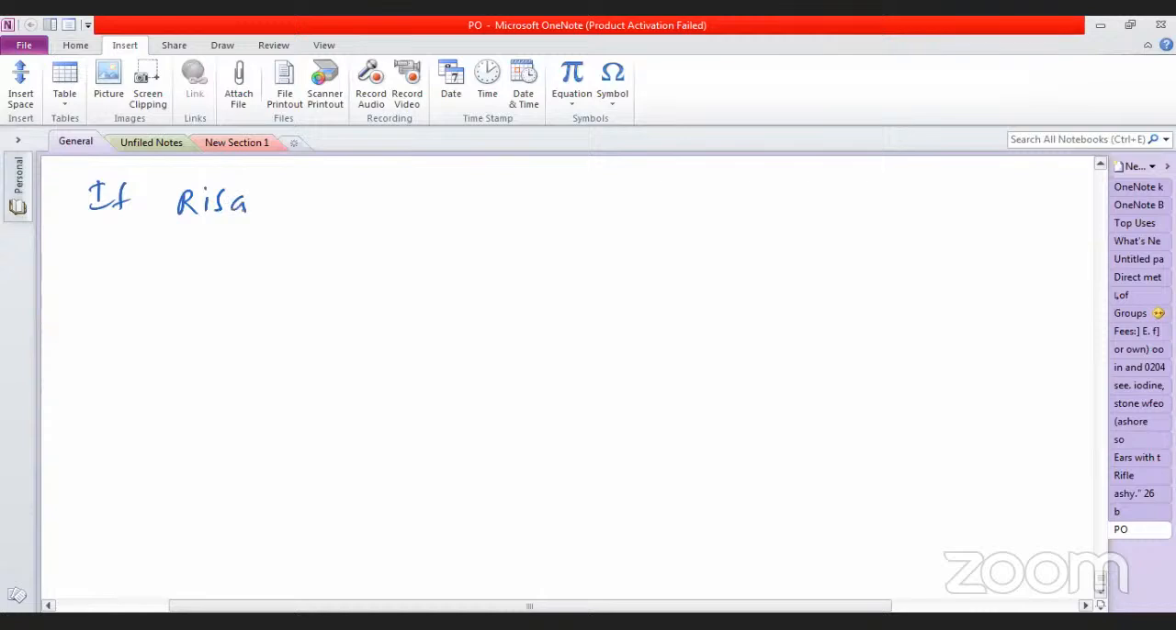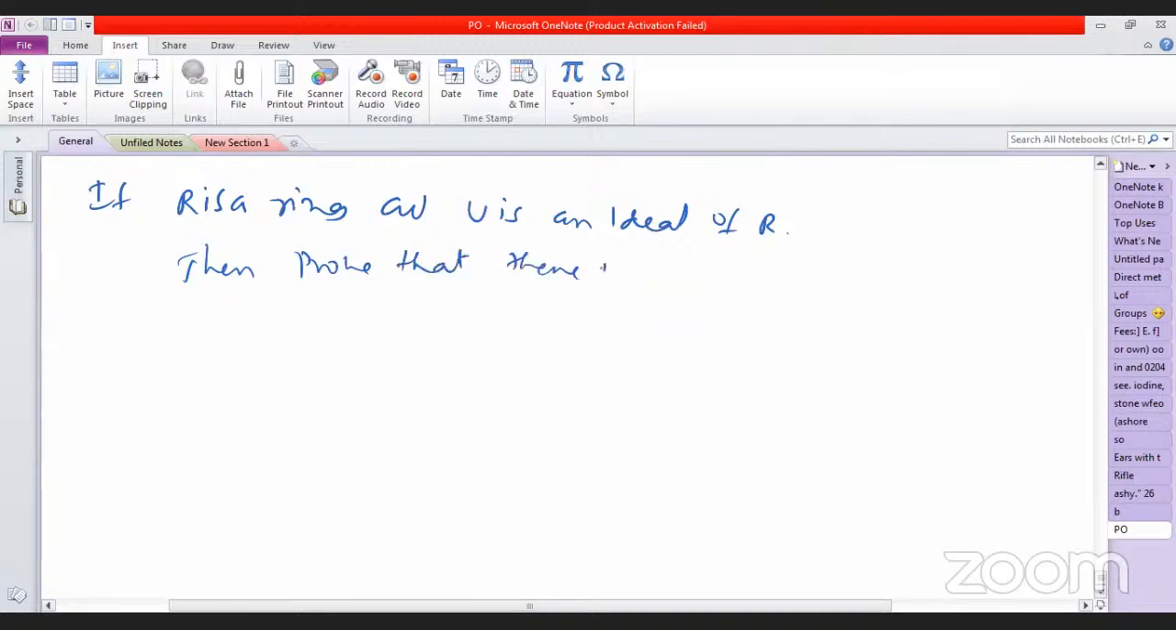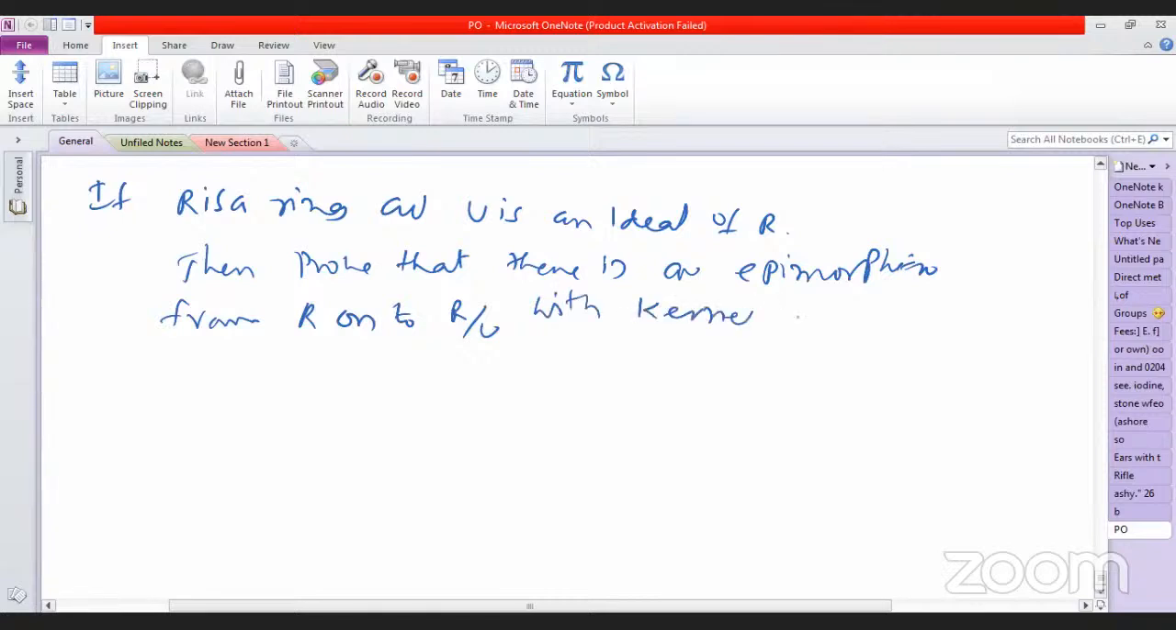R is a ring and U is an ideal of R. Then prove that there is an onto homomorphism from R onto R by U with kernel U. Already yesterday I told this one, but this is another thing. It is a ring of ideal.